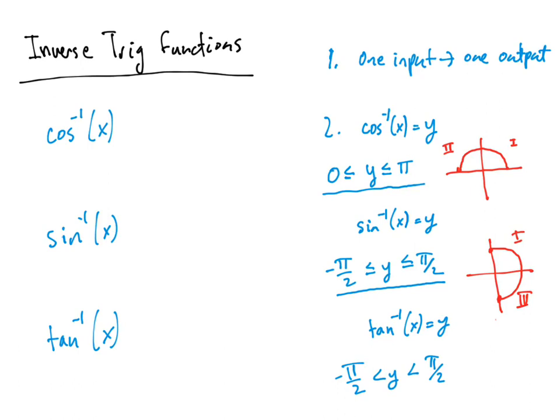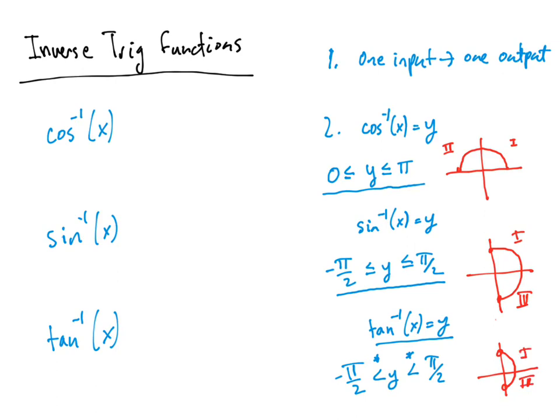And then same idea for tangent inverse of x. The only difference is we have these inequalities that are just less than symbols, so we don't include those endpoints. So on the unit circle, everything is the same as what we had for sine, except we're going to have open circles on the endpoints there.